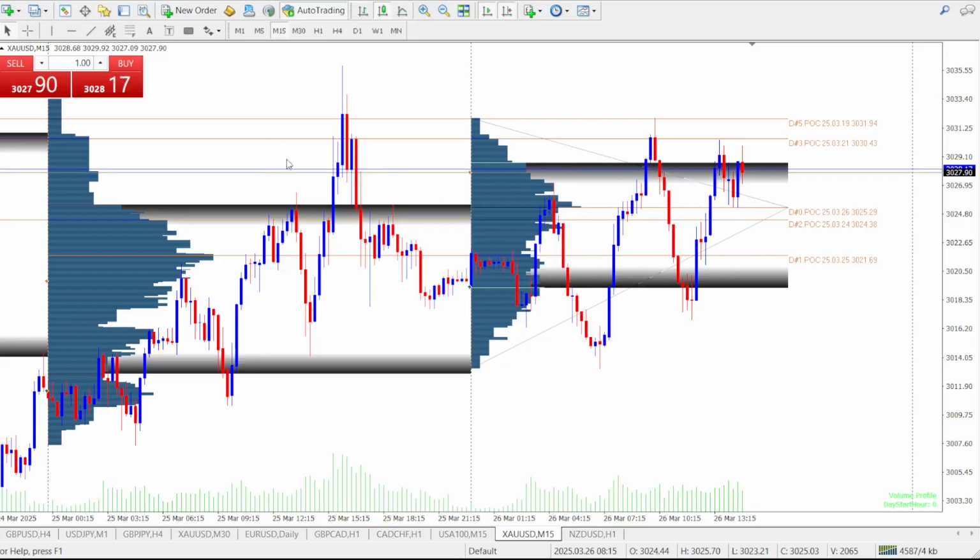Okay, so for the bottom tail, it shows where buyers are stronger than sellers at those price levels, while the top tail indicates where sellers are controlling the market. Okay, so this gives traders a clear view of where key price zones are, so you can enter or exit trades based on strong price action.